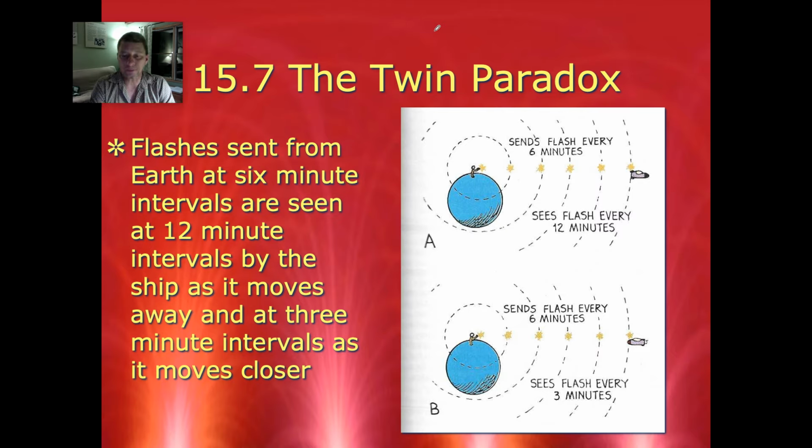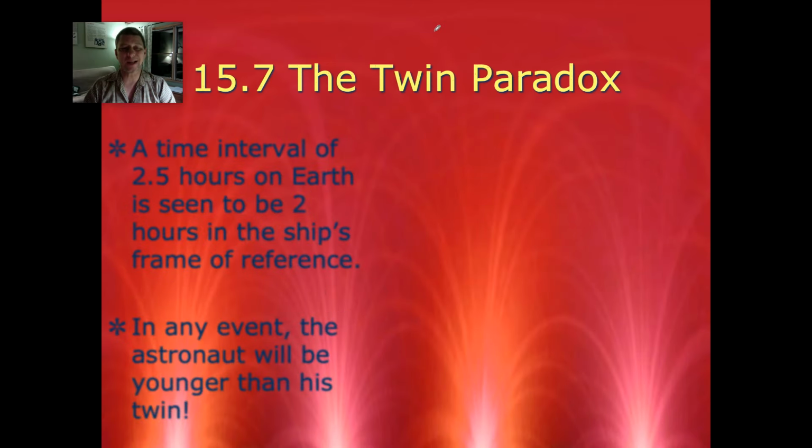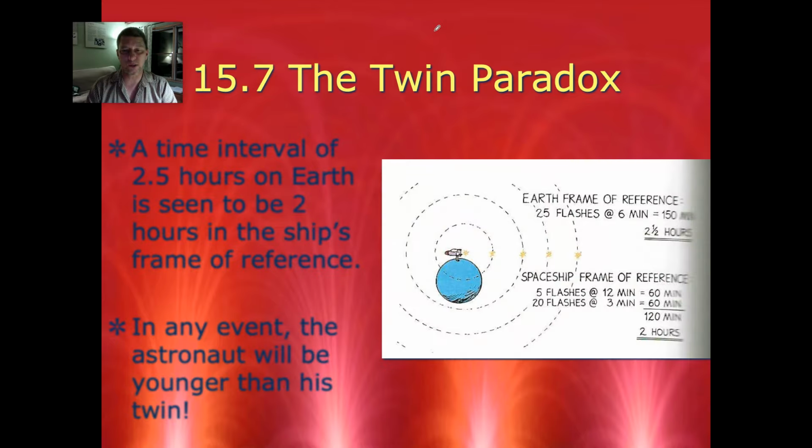Then he turns around and flies back toward the Earth. The observer on Earth is still sending flashes every 6 minutes, but now the astronaut is going to see them every 3 minutes. So flashes sent at 6-minute intervals are seen at 12-minute intervals by the ship as it moves away, and at 3-minute intervals as it moves closer. A similar scenario to what we talked about earlier, but now the flashes of light are coming from the Earth to the spaceship. It turns out that the same time difference is actually seen in this particular case.